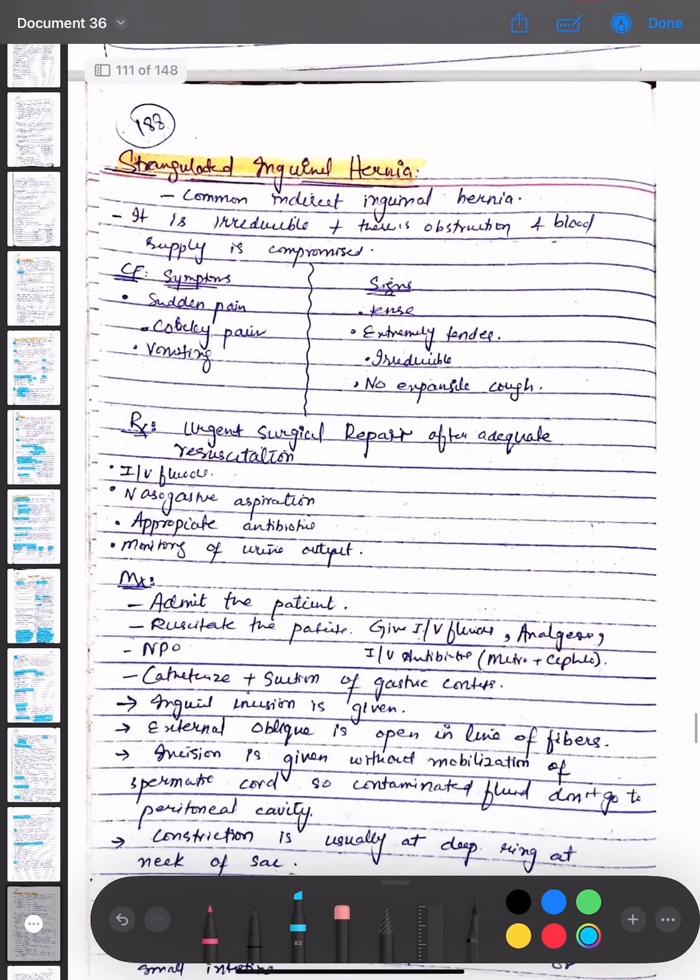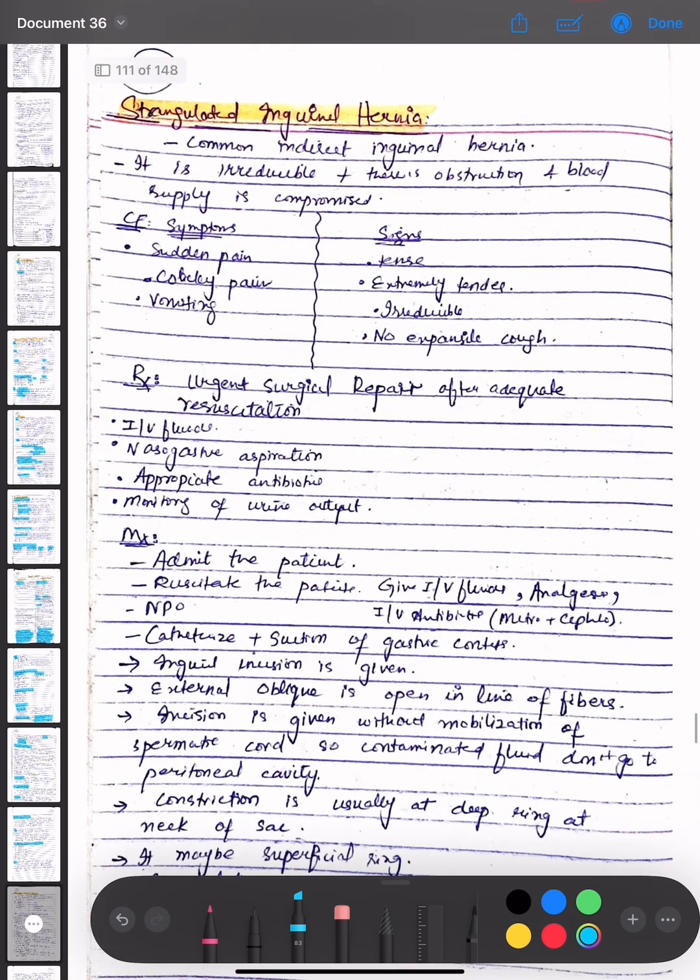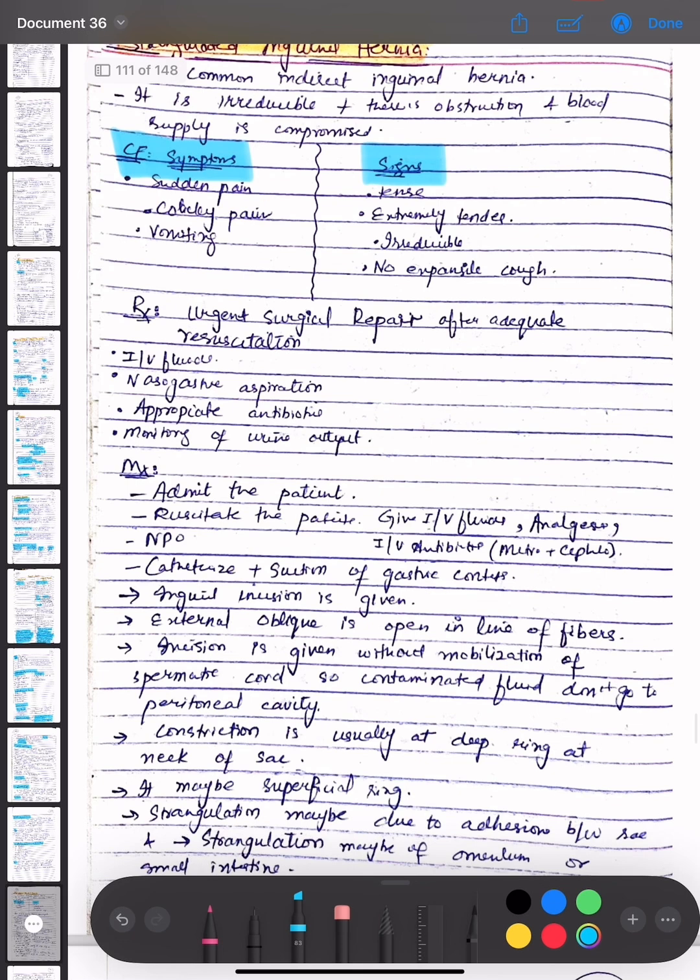So, this is a strangulated inguinal hernia, commonly indirect inguinal hernia. It is irreducible, plus there is obstruction and the blood supply is compromised. The clinical features are symptoms and signs. The symptoms are sudden pain, colicky pain, and vomiting. The signs are tense, extremely tender, irreducible, and no expansile cough. The treatment is urgent surgical repair after adequate resuscitation.